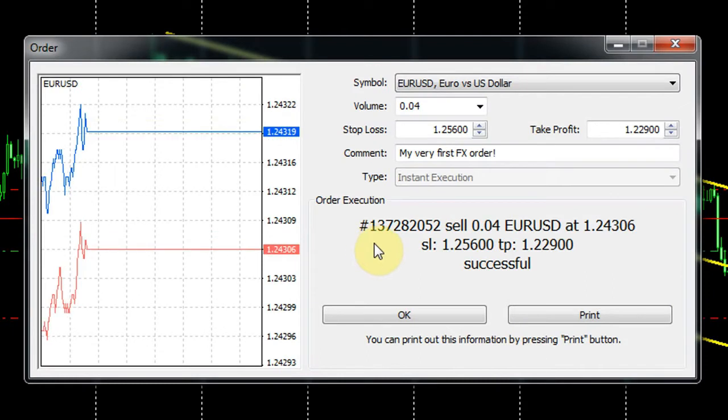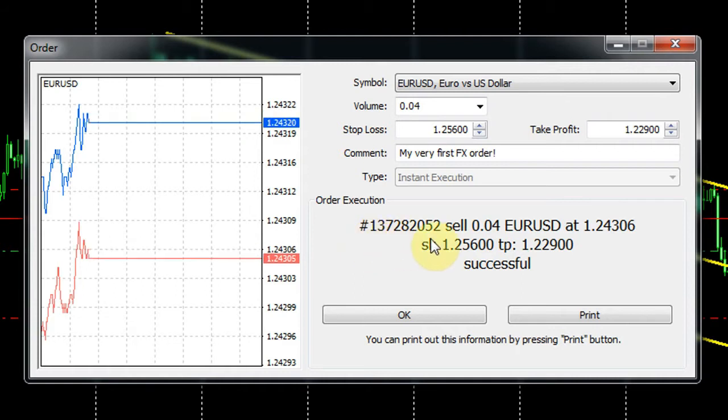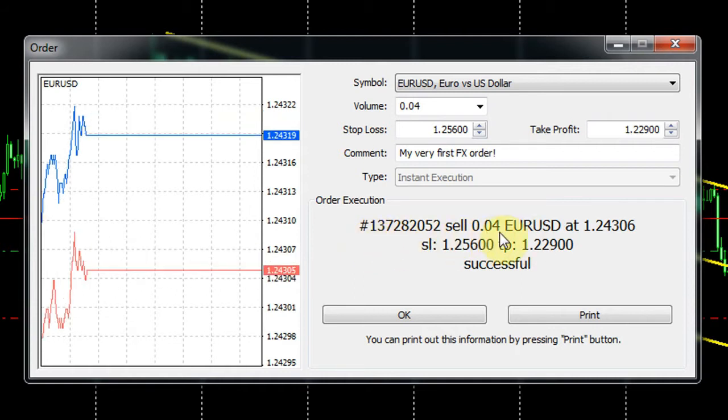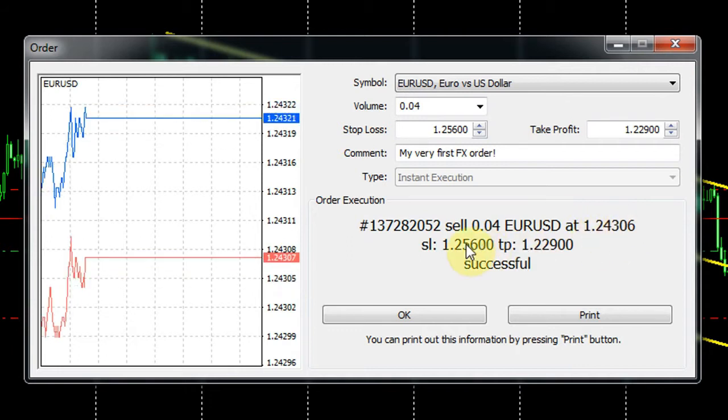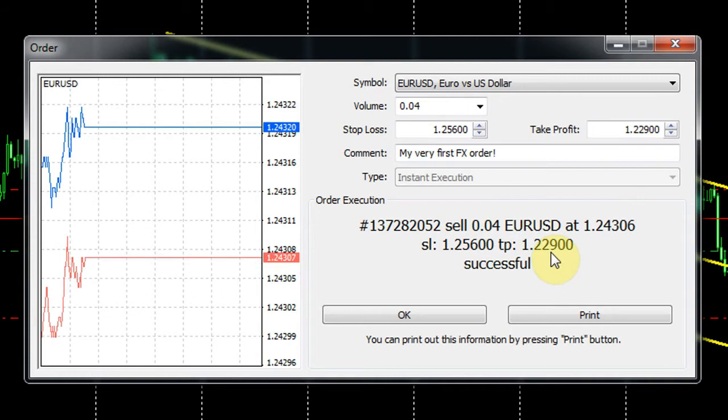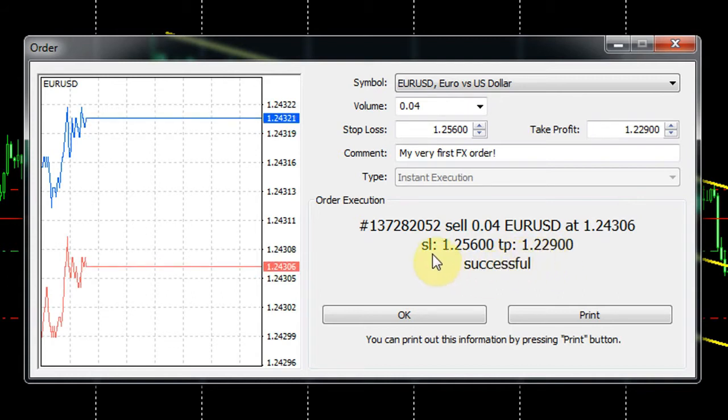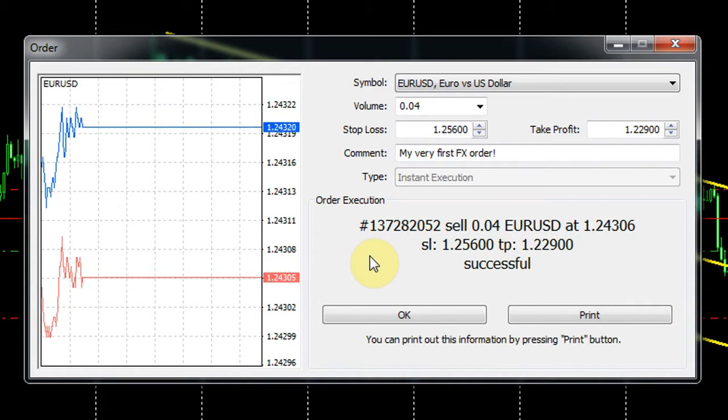The order has been sent successfully, executed, and it's got a ticket number. It's a sell order at 0.04 lots, euro dollar. That's the price at which it was executed. Stop loss and take profit just as we specified. So that's perfect, and congratulations on that. That's a very big first step in your Forex trading career.